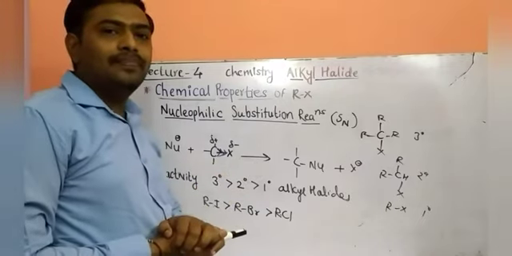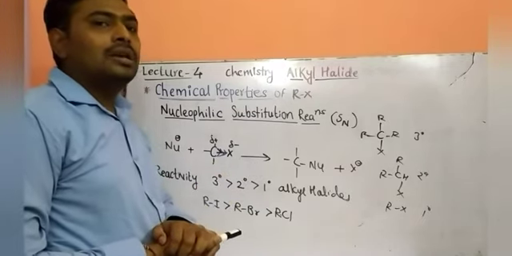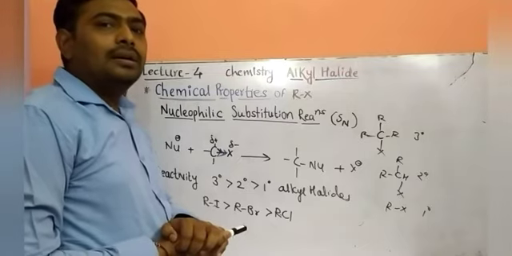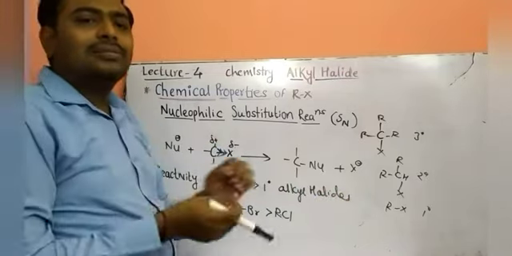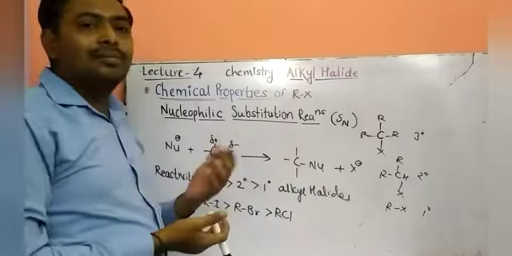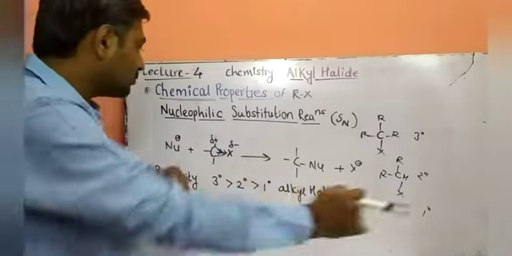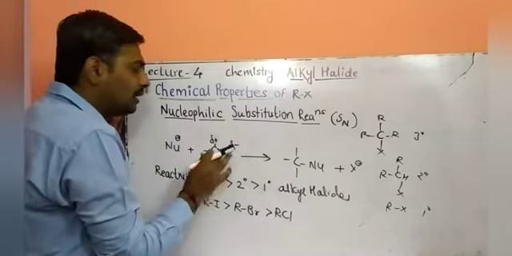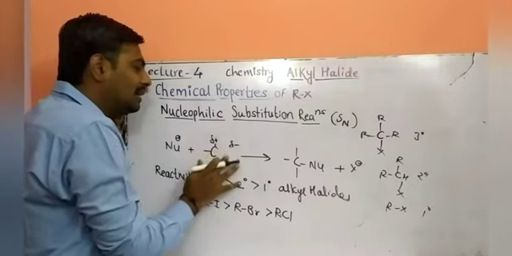What is a substitution reaction? An atom or group of atoms gives a substituted type of product in the reactant molecule. More reactive atoms replace less reactive atoms. So let's discuss the C-X bond. C-X means the alkyl halide bond.